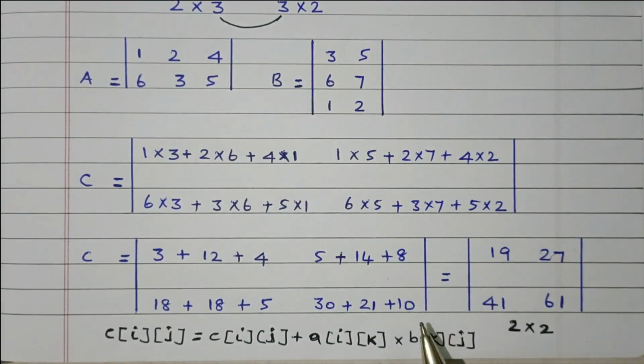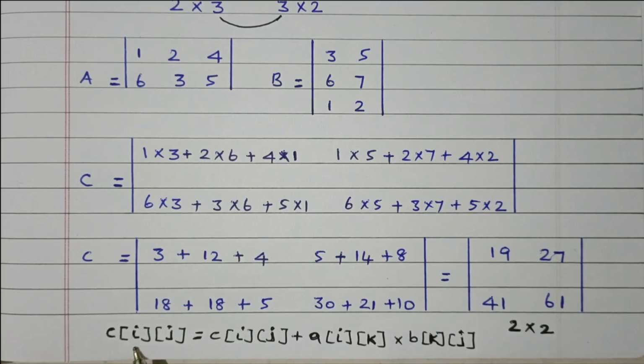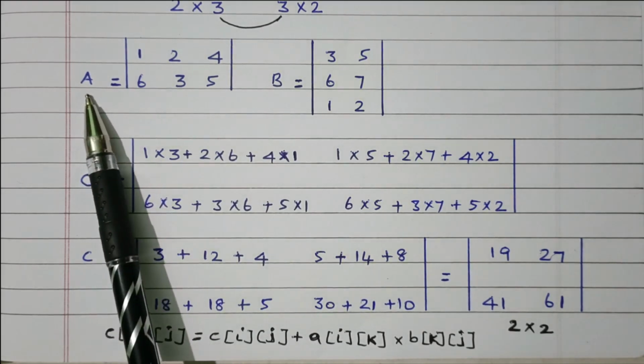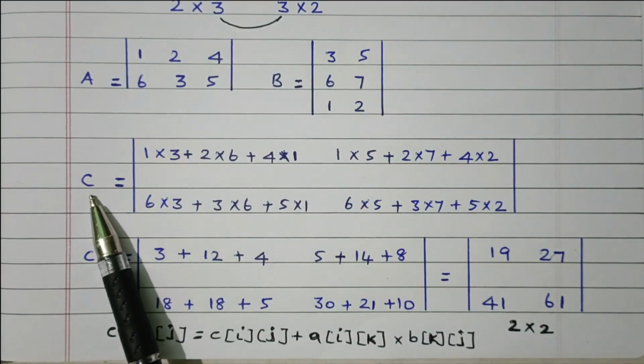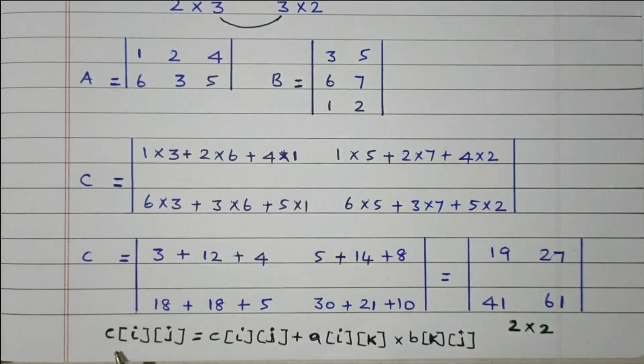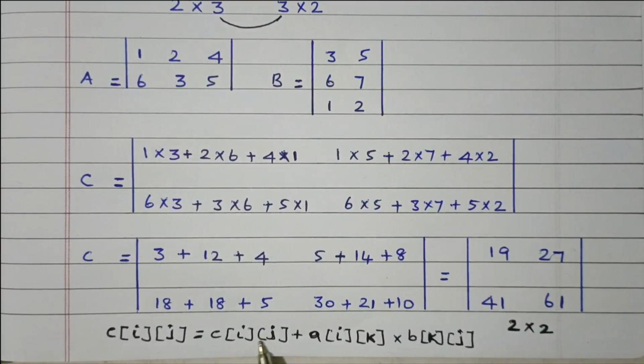Okay. So then how to frame the expression, the equation? We need to frame one expression while doing the program, right? How to do that? C of ij, right? A is the first matrix, B is the second matrix, C is the resultant matrix, the multiplication matrix. C of ij equal to C of ij.